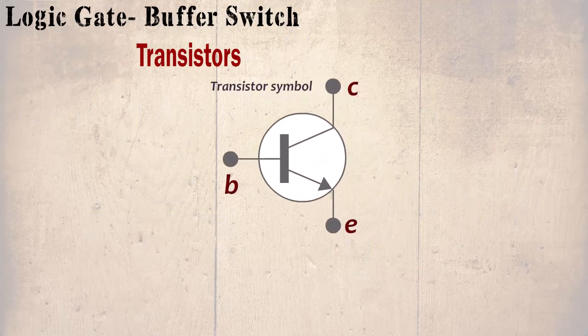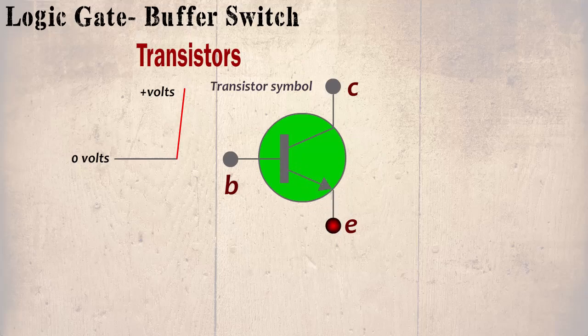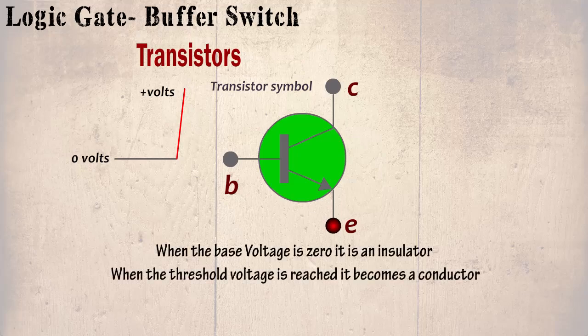If we do not apply any base voltage, no current can flow between the collector and the emitter. When the voltage hits the threshold voltage, the transistor starts to conduct from the collector to the emitter. Therefore, when the base voltage is 0, it is an insulator, and when the threshold voltage is reached, it becomes a conductor. Hence the name semiconductor.